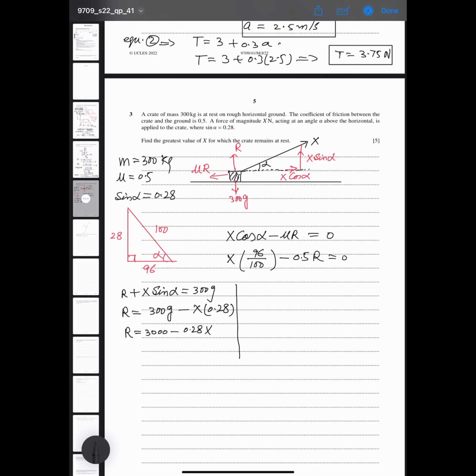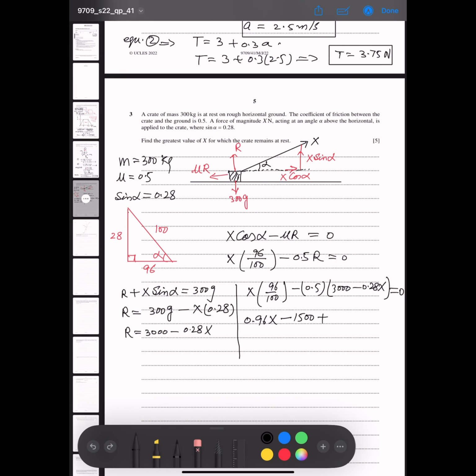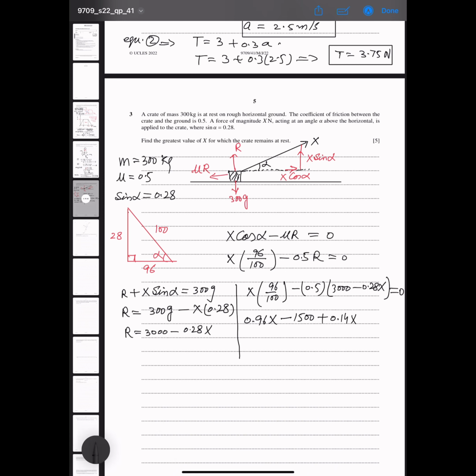So putting the value here: x times 96/100 minus 0.5, R is 3000 minus 0.28x, is equal to 0. So we get, writing 96/100 as a decimal, 0.96x minus, multiplying both terms of the bracket by 0.5, minus 1500 plus 0.14x is equal to 0. Adding 0.96x and 0.14x, we get 1.1x is equal to 1500.